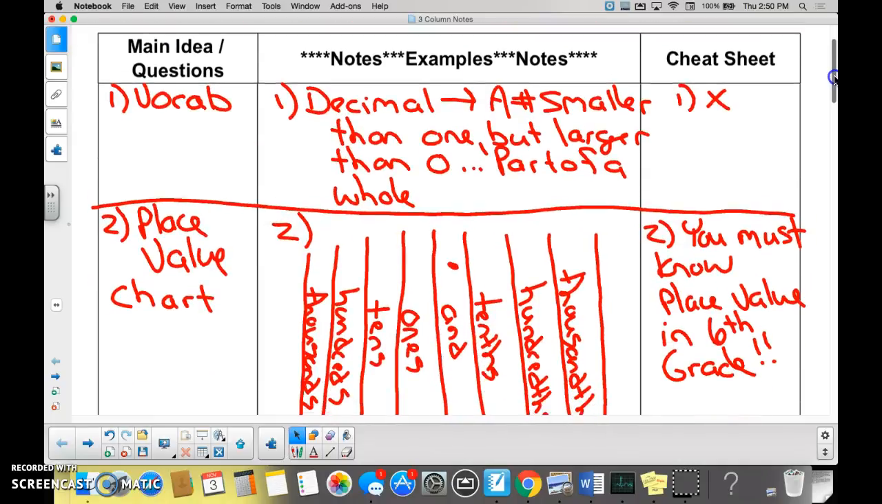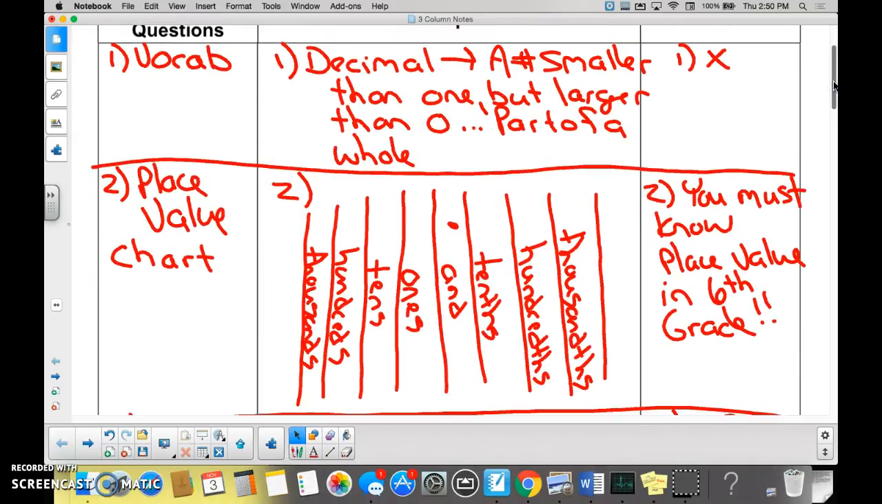You guys know what a decimal is? It's the exact same thing as a fraction. It's part of a whole, but we use decimal points. No difference, other than how they look.